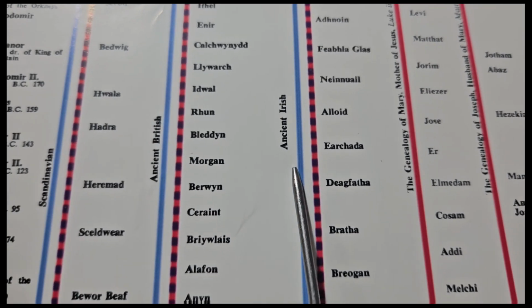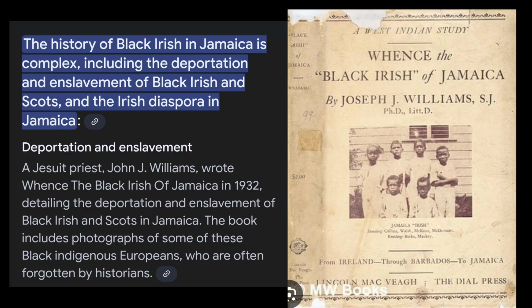So right here we got the ancient Irish. So right here we have the book Whence the Black Irish of Jamaica by Joseph J. Williams, a Jesuit. It states the history of Black Irish in Jamaica is complex, including the deportation and enslavement of Black Irish and Scots and the Irish diaspora in Jamaica. A Jesuit priest, John J. Williams, wrote it in 1932, detailing the deportation and enslavement of Black Irish and Scots in Jamaica. The book includes photographs of some of these Black indigenous Europeans.